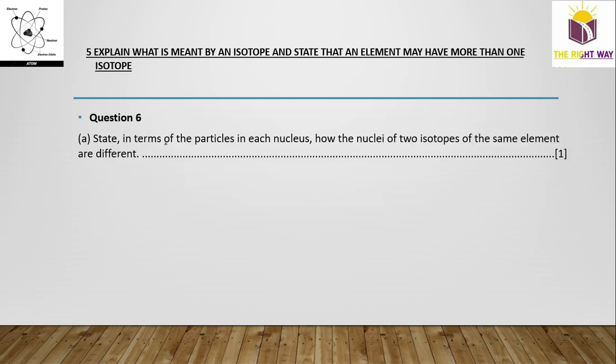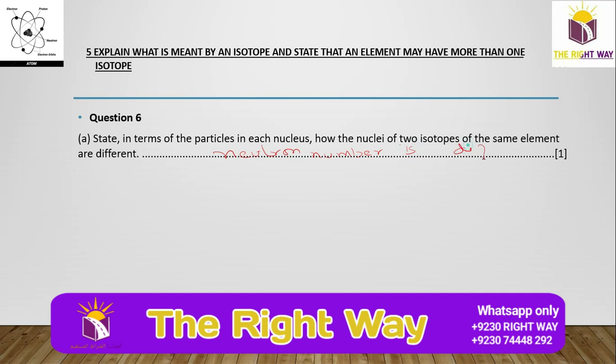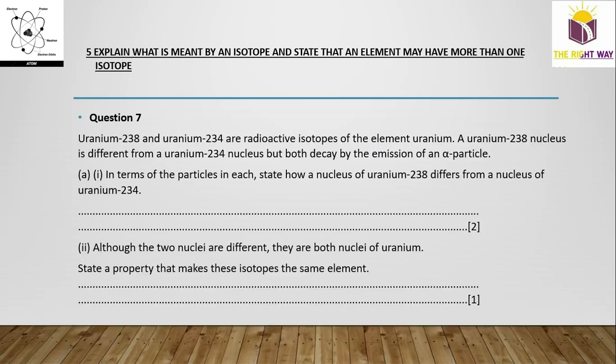State in terms of the particles in each nucleus how the nuclei of two isotopes of the same element are different. What is the difference in the isotopes? Neutron number. The neutron number is different. Isotopes have different numbers of neutrons.